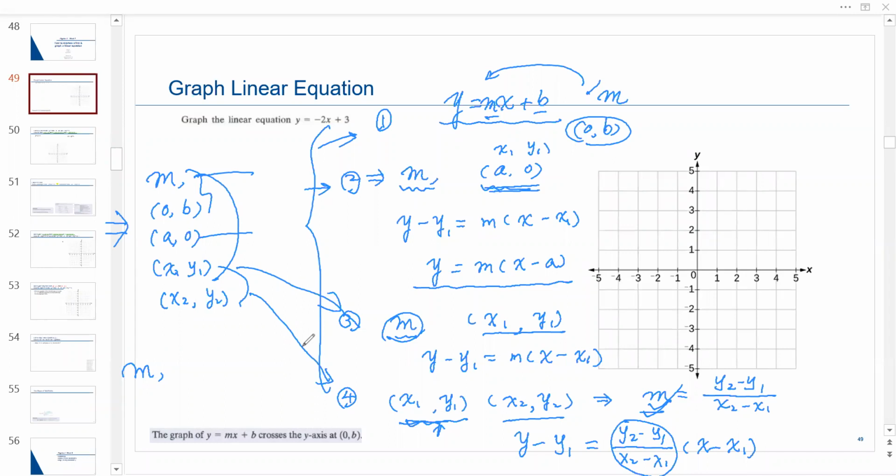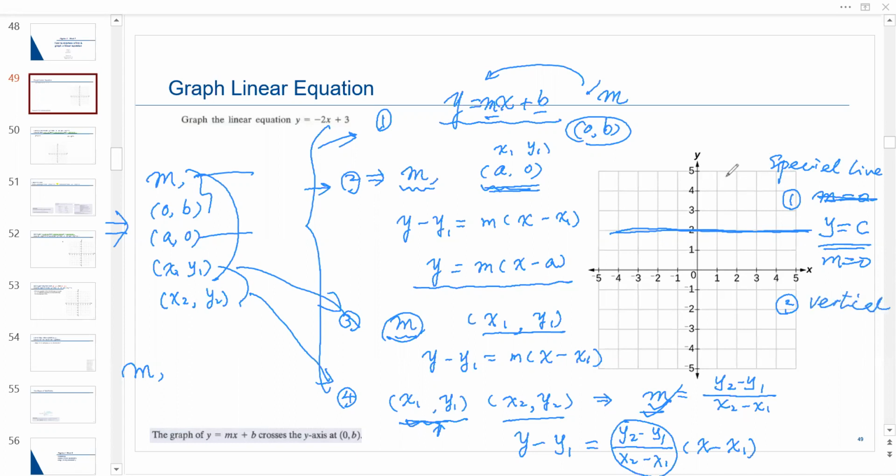Another two special lines: the horizontal line. A horizontal line is y equals a constant number, right? Because it is horizontal, the slope for a horizontal line is 0. So x can be anything, but y is always the same. This is the horizontal line. The other special line, the second special line, is the vertical line.